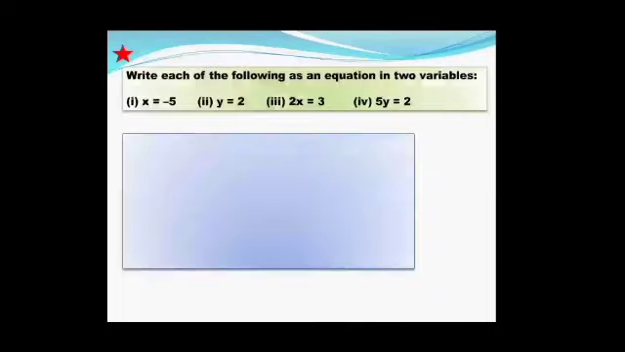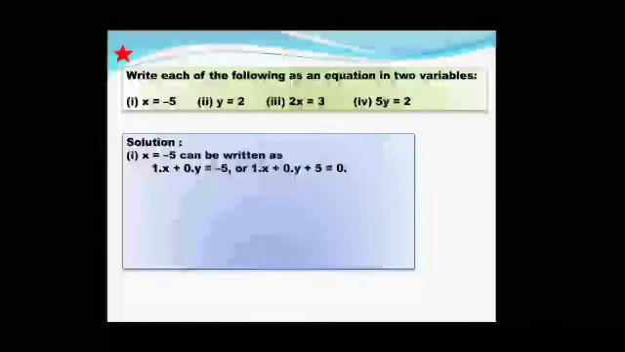Another question. Write each of the following as an equation in two variables. As you can see here, students, all the parts of this question have only one variable. Now we have to convert them into equations in two variables. So let's solve this. As you can see here, in the first part, x equals minus 5.